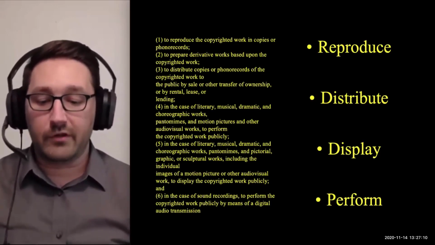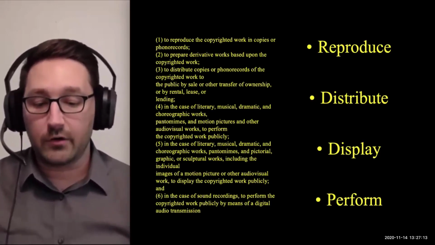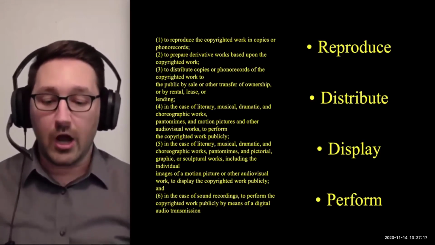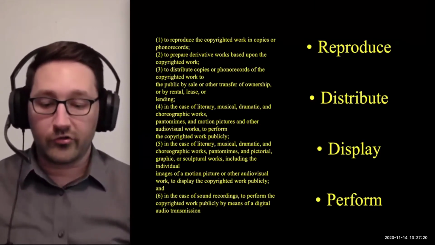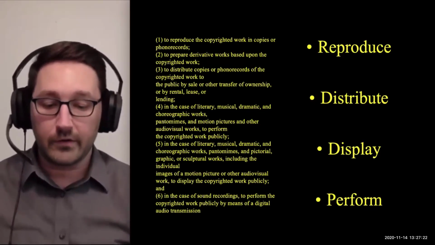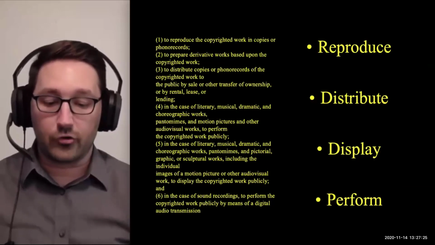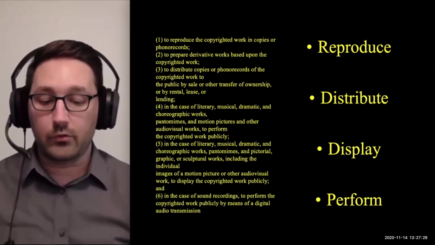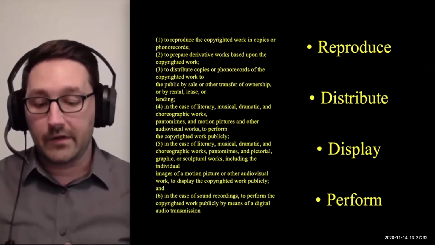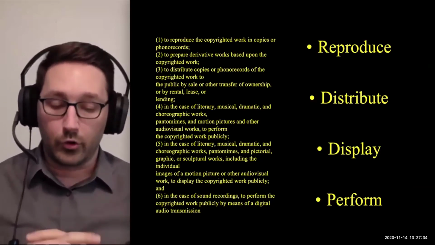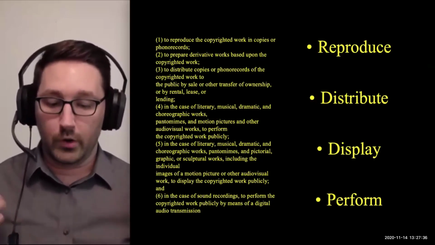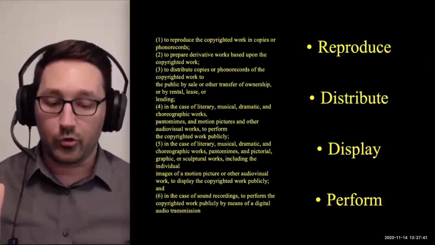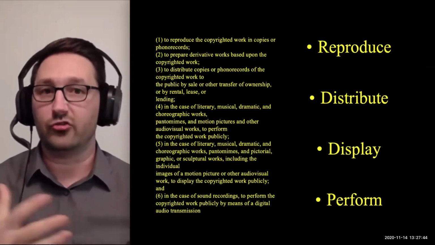Subject to sections 107 through 122, the owner of a copyright under this title has the exclusive rights to do and to authorize any of the following: to reproduce the copyrighted work in copies or phonograph records, to prepare derivative works, to distribute copies to the public by sale or transfer of ownership, by rental, lease, or lending. In the case of literary, musical, dramatic, and choreographic works, etc., to perform them, to display the work publicly. And in the case of sound recordings, to perform the copyrighted work publicly by means of digital audio transmission.